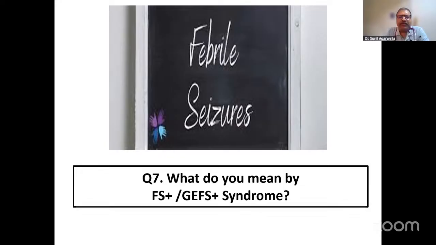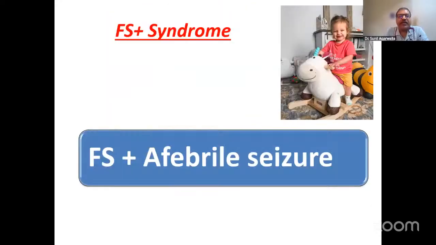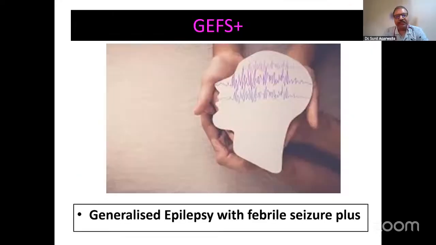What do we mean by the terminology? Previously known as FS plus, and nowadays it is known as GEFS plus. So GE means generalized epilepsy with febrile seizure plus syndrome, or sometimes it is known as genetic epilepsy with febrile seizure plus. So FS plus syndrome is nothing but: either it will start with febrile seizure and along with febrile seizure in the 6 months to 5 year age group, then it is known as FS plus syndrome. Sometimes you start with febrile seizure, end with febrile seizure, that is also FS plus or GEFS plus syndrome. So the full form of GEFS plus is generalized epilepsy with febrile seizure plus syndrome.